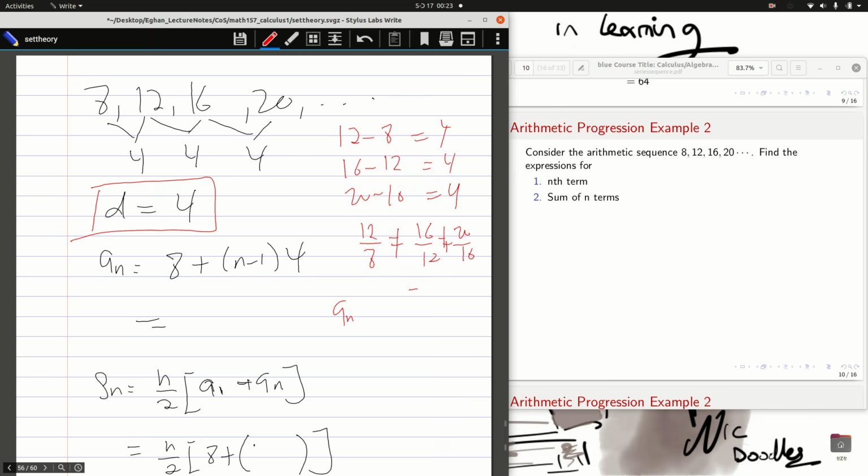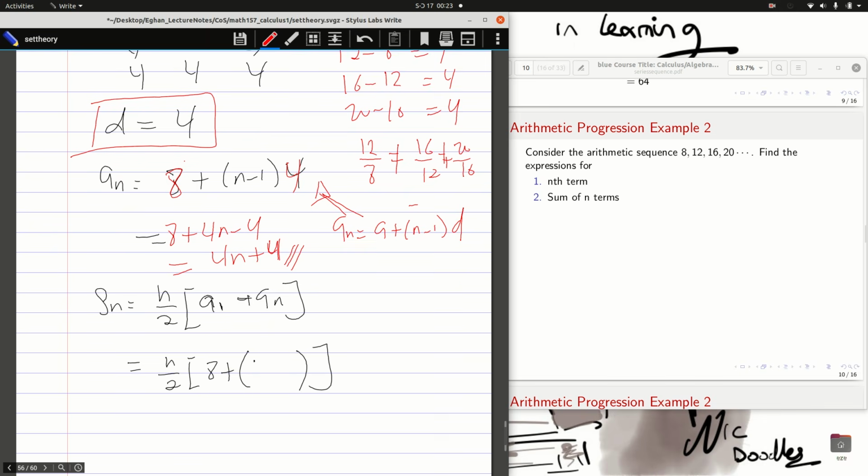The nth term is a plus n minus 1 times d. So let's do substitution. My first term is 8 here. The d is 4. I expand, I get 8 plus 4n minus 4, and that gives me 4n plus 4. Okay, so that is my nth term.